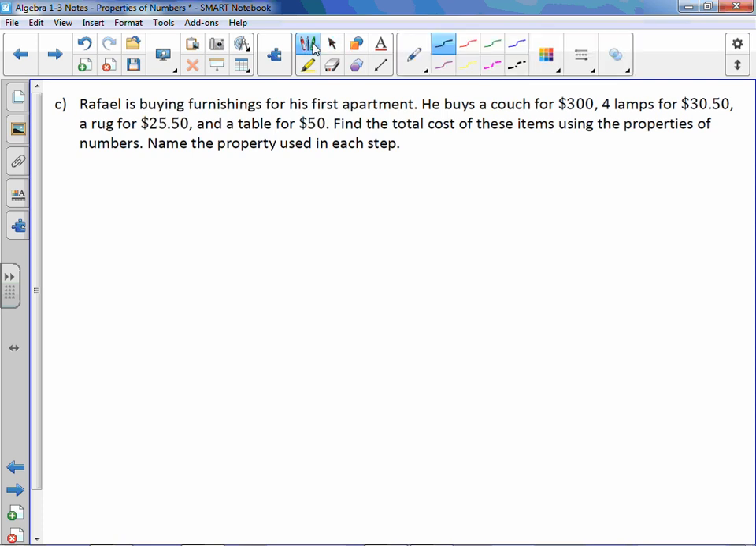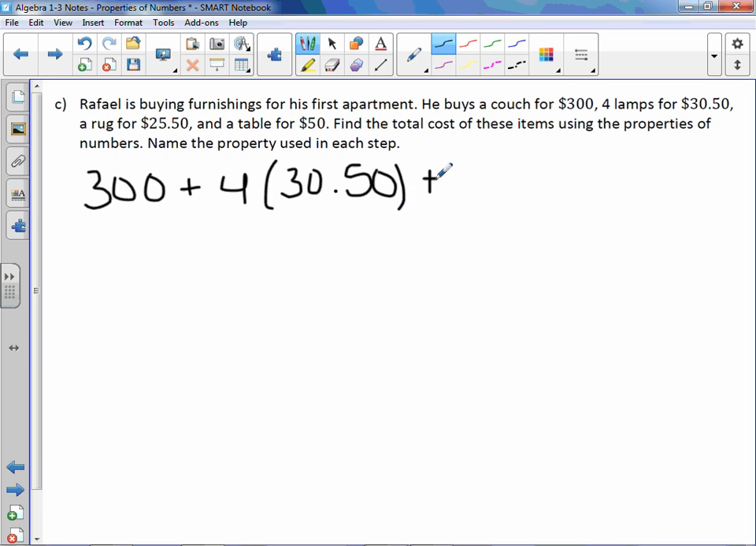Well, to find the total price, we add everything up that he purchased. He purchased a couch for $300, 4 lamps for $30.50, so 4 times $30.50. Plus a rug for $25.50. And a table for $50. So this is the expression right there.